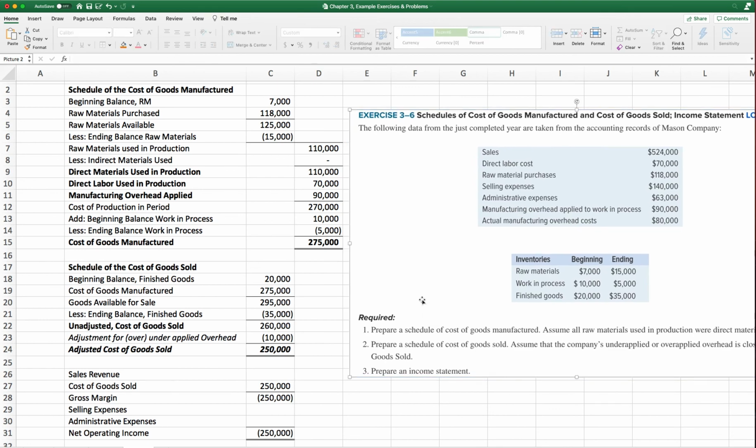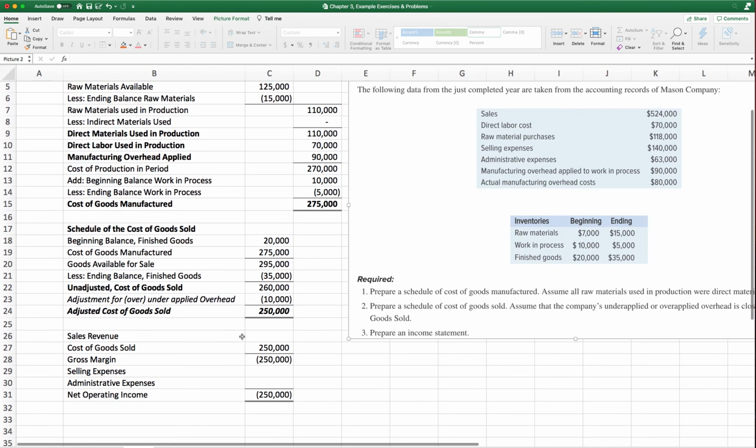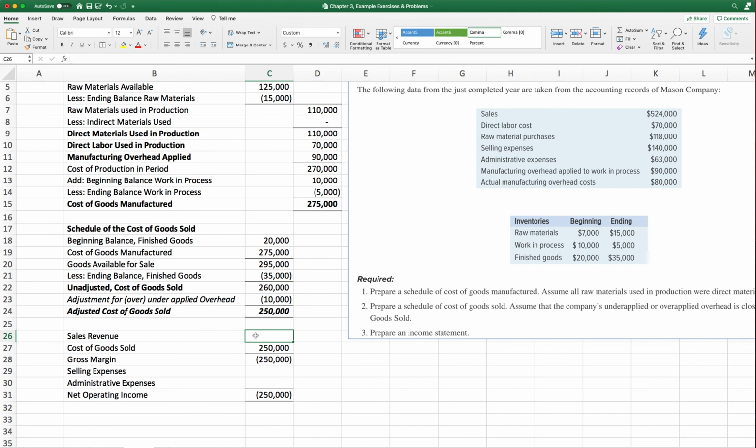Next, I'm going to plug in my amounts for my income statement. Sales revenue, $524,000, giving a gross margin of $275,000. Our selling expenses, $140,000, and our admin expenses of $63,000. And we end up with a bottom line net operating income of $71,000. I hope this helps you guys. Do practice these. You may see one on the test.